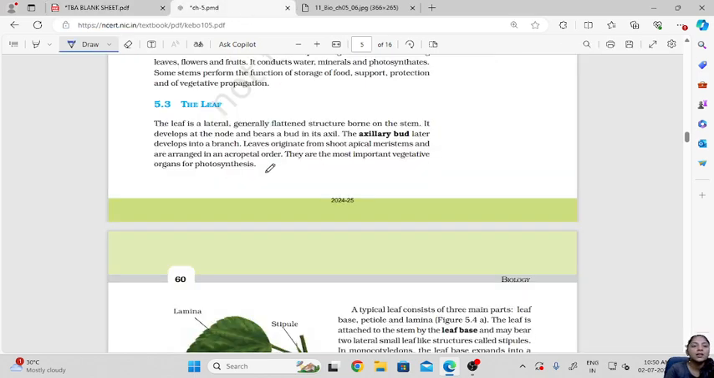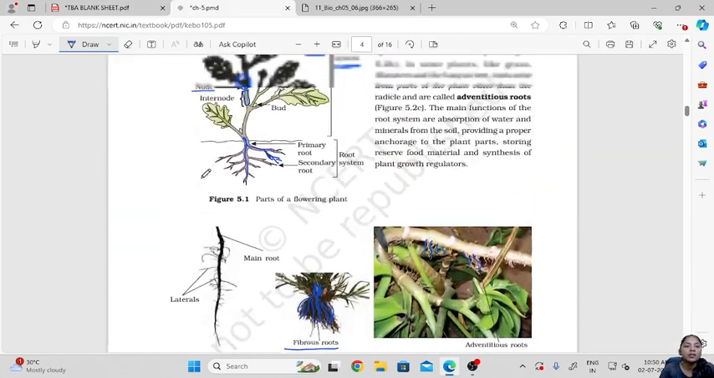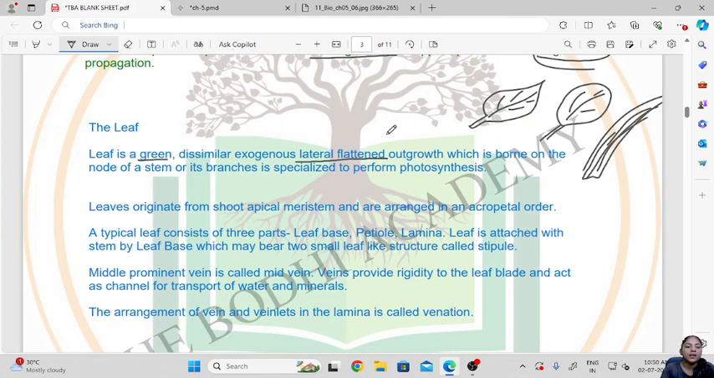Okay, as we can see here, it is a flattened structure and it is borne on the node of the stem. This we have seen over here. So at the nodes the leaves are borne. See here, the leaves are present at the nodes of the stem. Then these are the specialized structures which are used to perform photosynthesis, which is the production of food in plants.